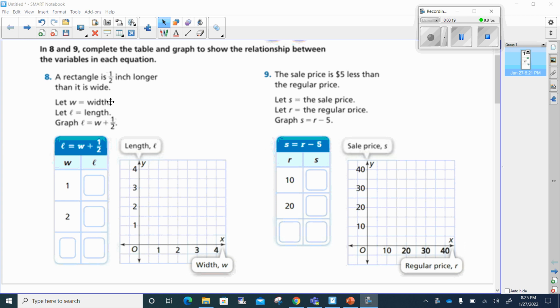Let W equal the width. Let L equal the length. Graph L equals W plus 1/2. If I do this, when W is 1, then L must be 1.5. When W is 2, that must mean this is 2.5. And I'm just going to guess here, when W is 3, it's going to make this 3.5.